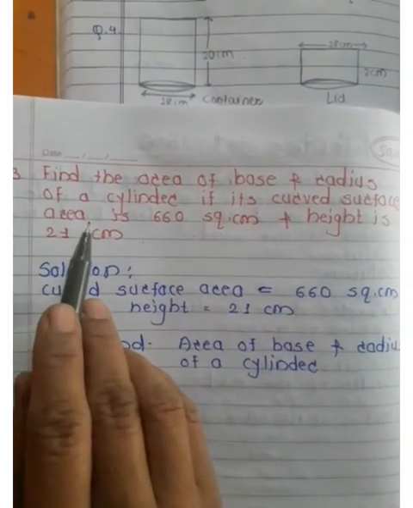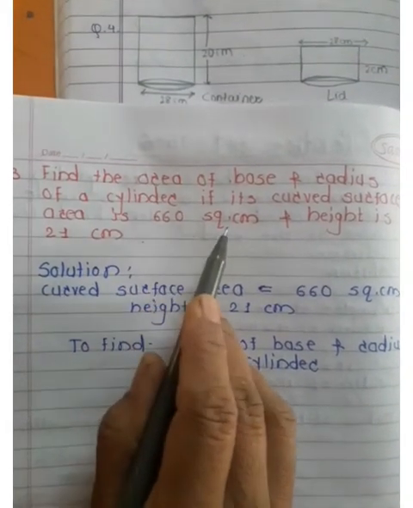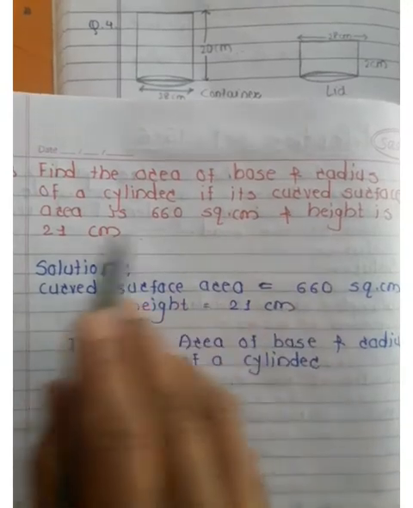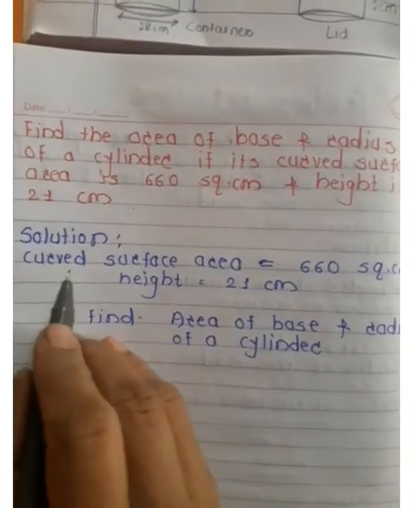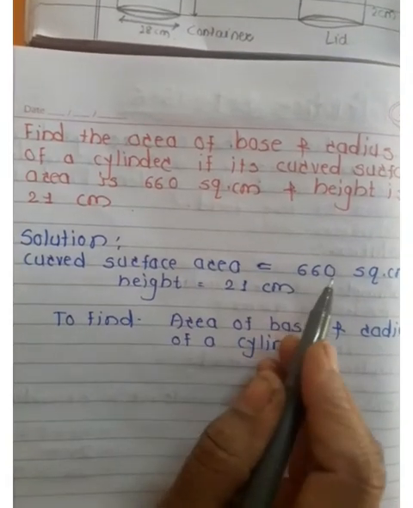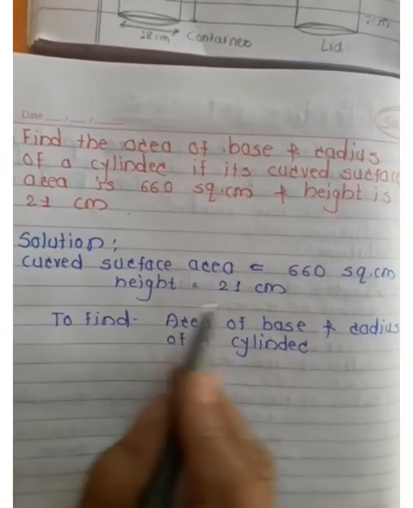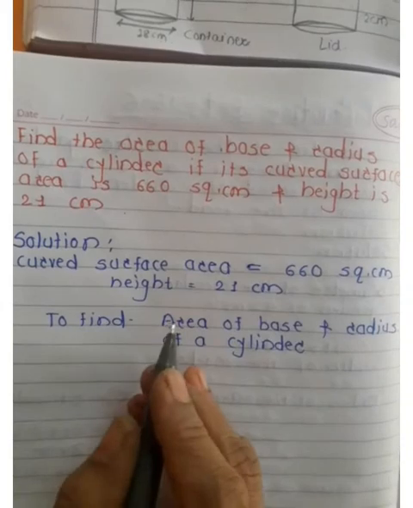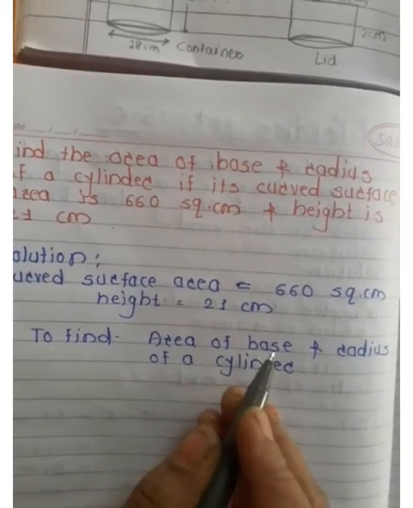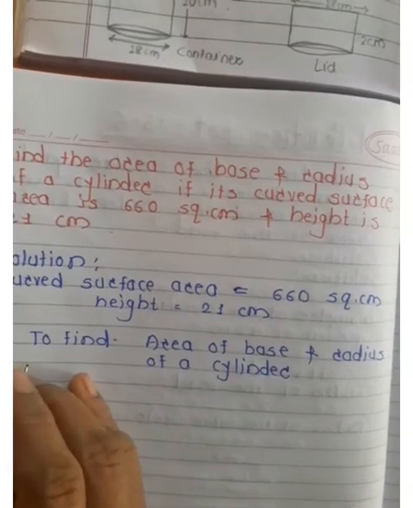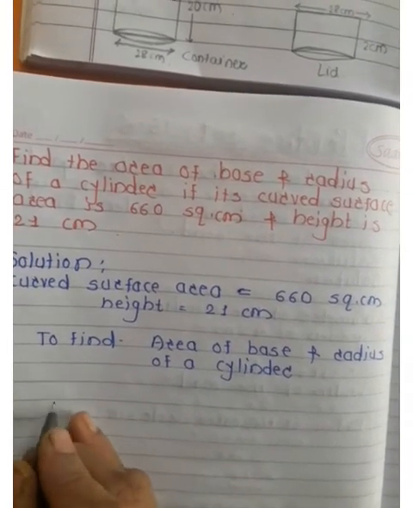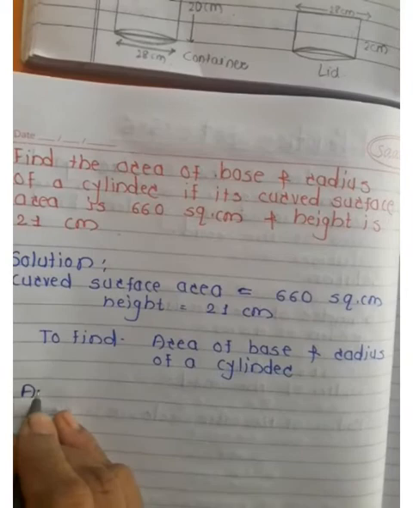Okay, now in the third question, find the area of base and radius of a cylinder if its curved surface area is 660 square centimeter and height is 21 centimeter. In the solution we write curved surface area, that is 660 square centimeter, height 21 centimeter, and we have to find out the area of base and radius of the cylinder. First of all we will take out the area of base.